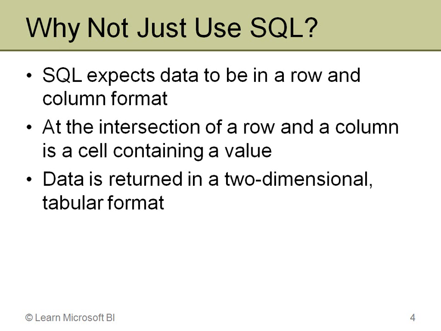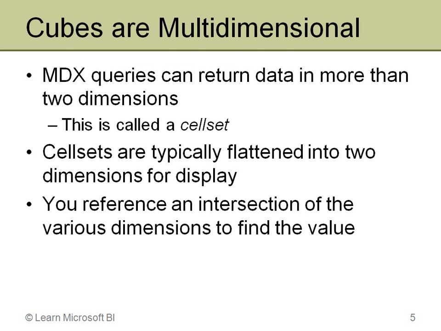But cubes are inherently multidimensional, of course. So with SQL, you have just this intersection of a row and column, and there's some cell with data there. So it's very much two-dimensional and tabular in nature. But cubes are multidimensional. They can have more than just rows and columns. They can have 3, 10, 30, 100 dimensions. Okay, they can be very complex. So the data that comes back can actually be returned in more than just 2 dimensions.